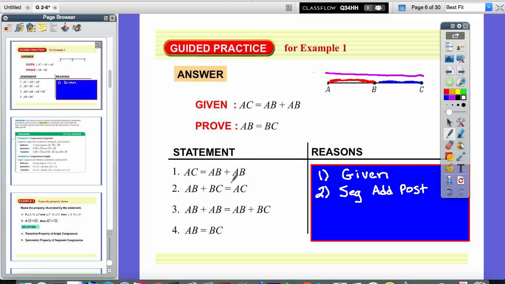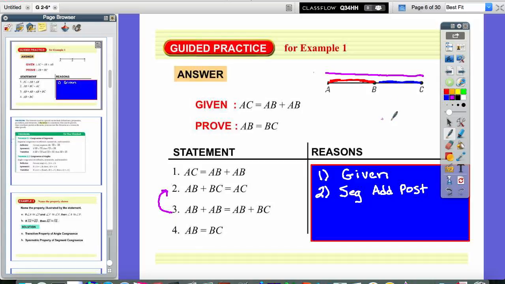Now in the next step, AB plus AB equals AB plus BC. Well, looking from number 3 back to number 2, I don't see anything just directly in number 2 that leads me from 2 to 3. I also, looking at the drawing, don't see an AB plus AB. I do see an AB plus BC, but I don't see an AB plus AB.